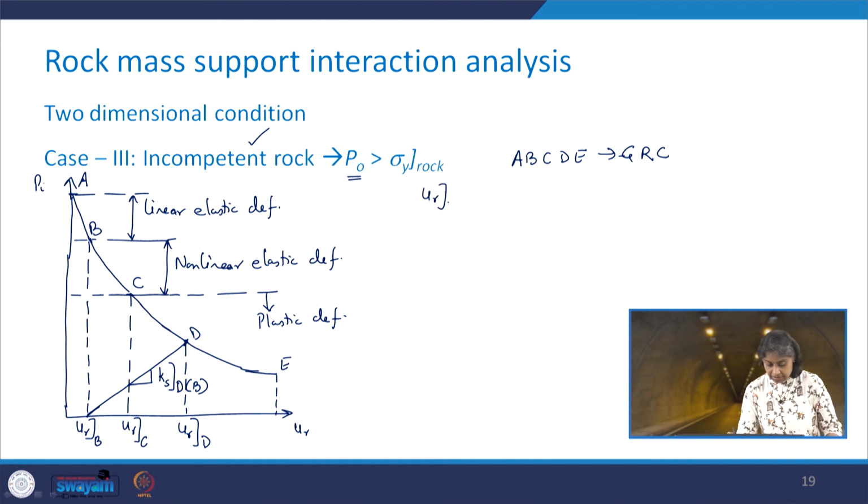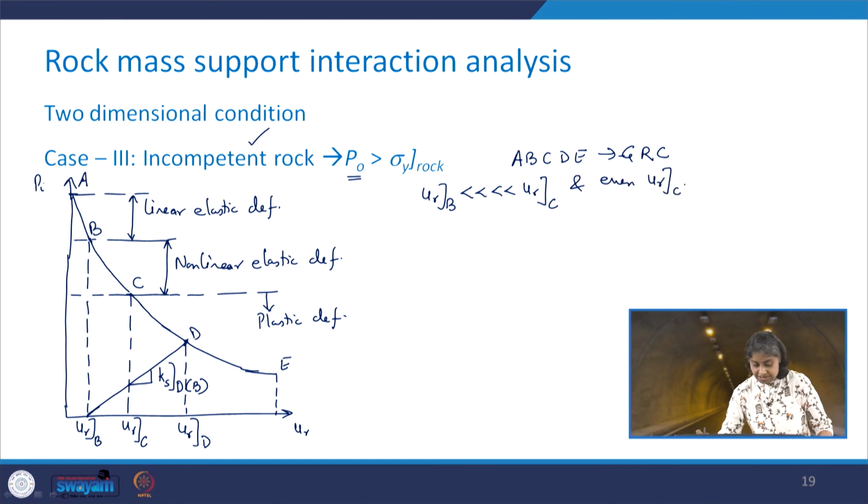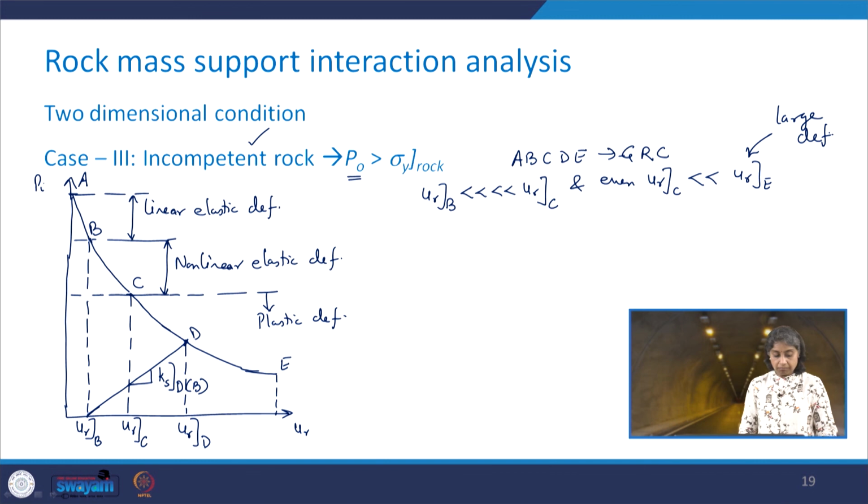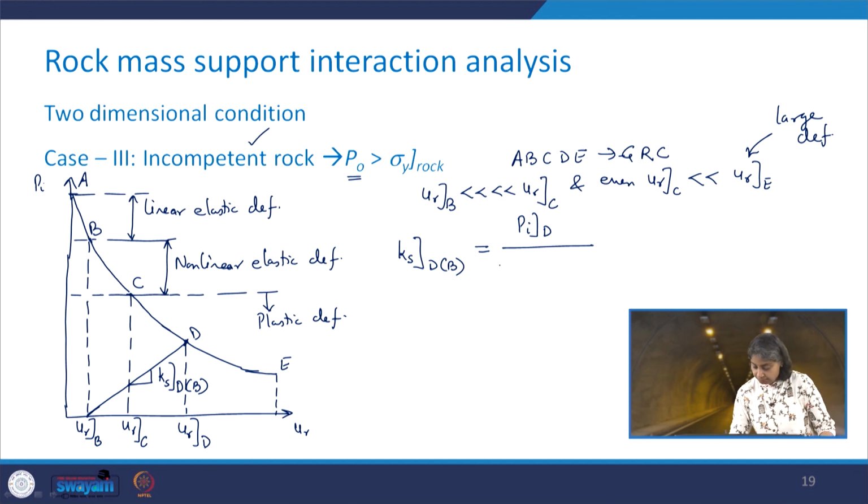UR at B is much less than UR at C, and even UR at C is much smaller than UR at E. UR at E is pretty large deformation. So, we have this stiffness, that is Ks at D when the deformation at point B is allowed. So, how are we going to do that? See, Ks at D is going to be equal to Pi at D divided by UR at D minus UR at B.